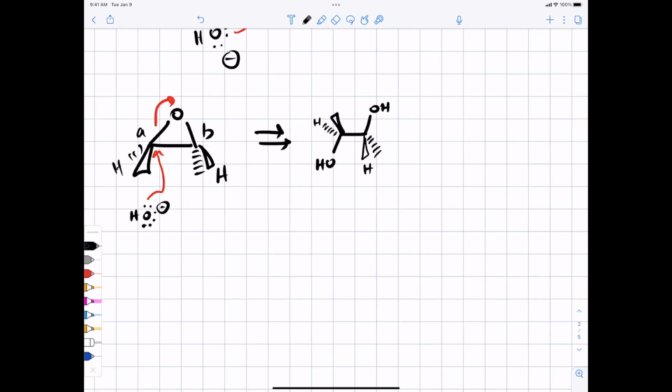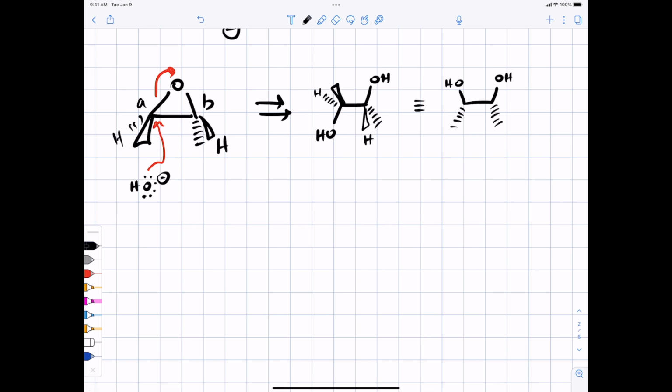Again, this is a 1,2 diol, so it might be useful to rotate around carbon-carbon bonds to put like groups eclipsed in this case so that we can check for planes of symmetry. Is this product chiral? No, it's a meso compound.